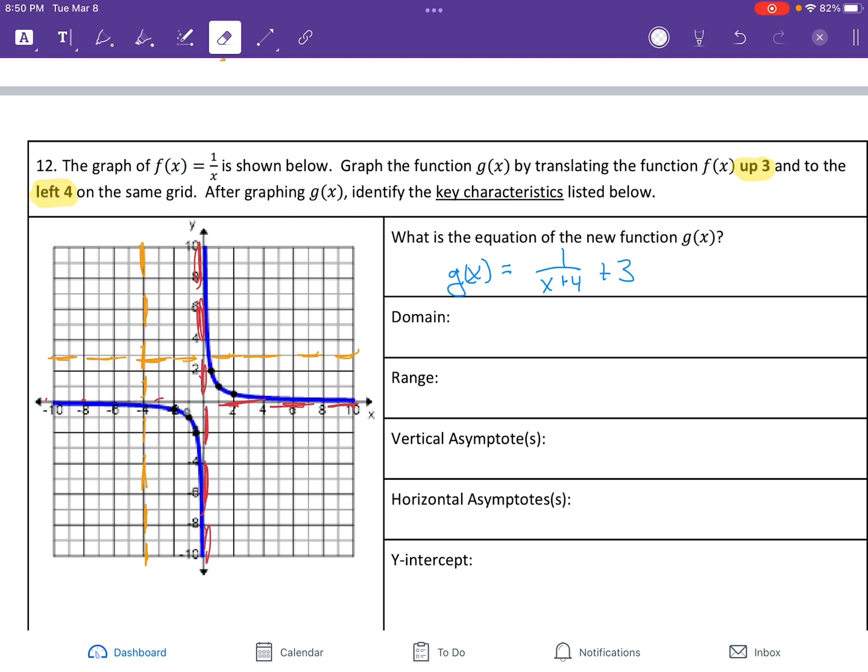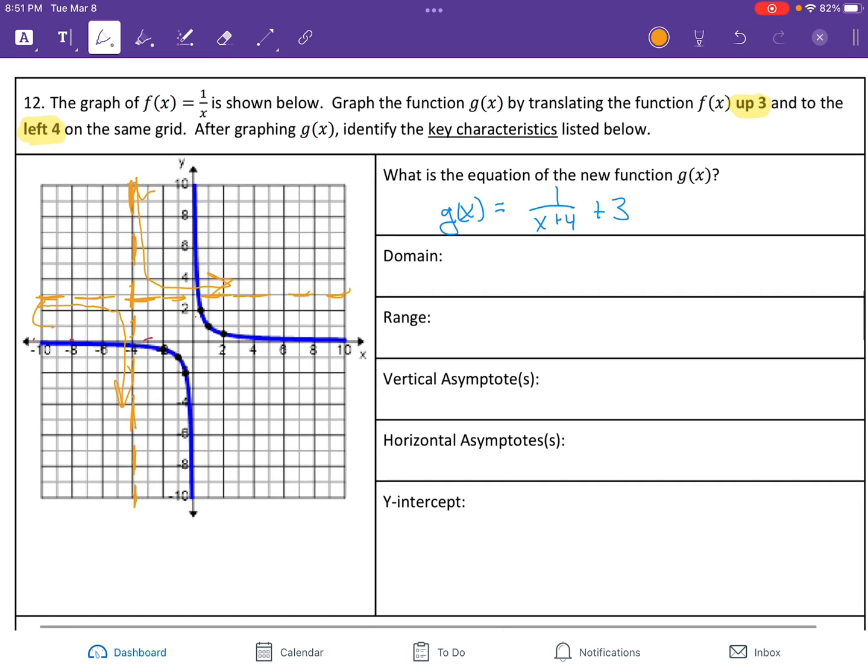Let's erase the red. We can now make our graph. Right here. Right there. So the graph is being bounded by the asymptotes, and it's just kind of a quick sketch. Okay.